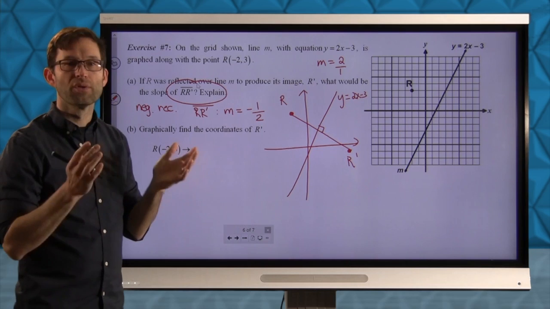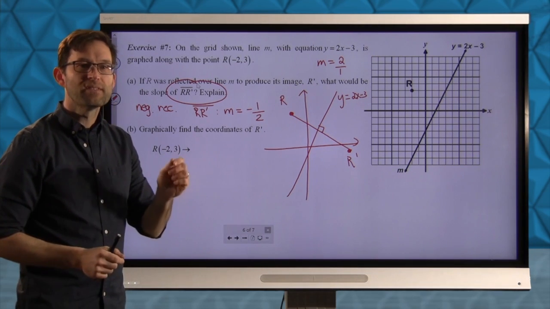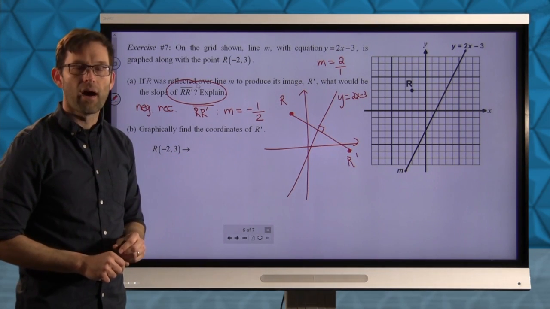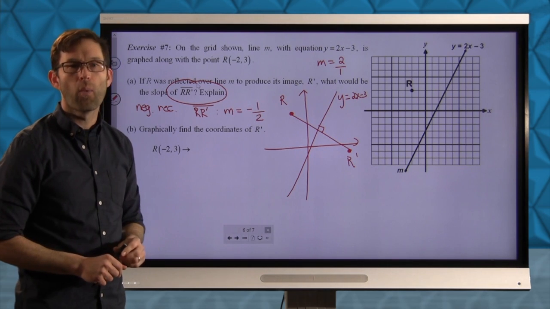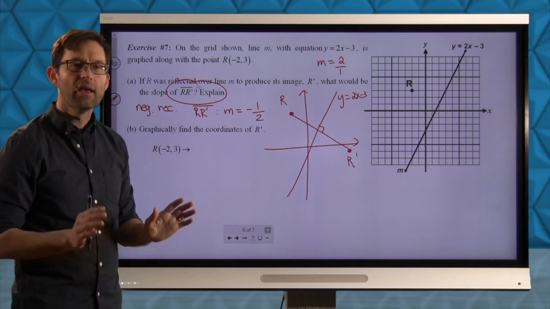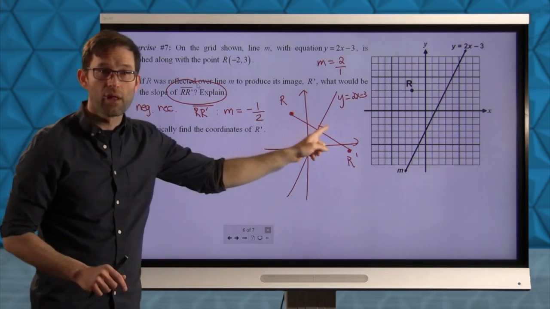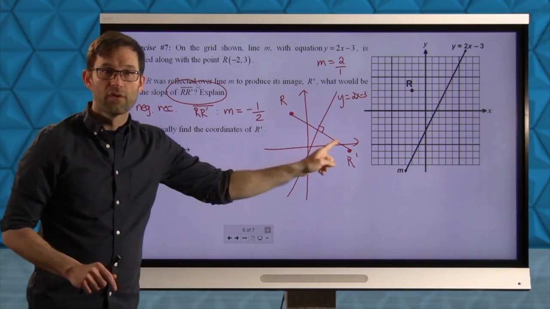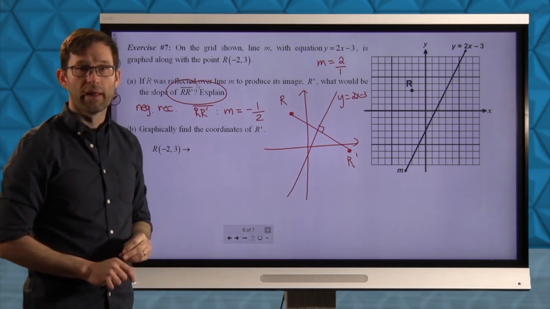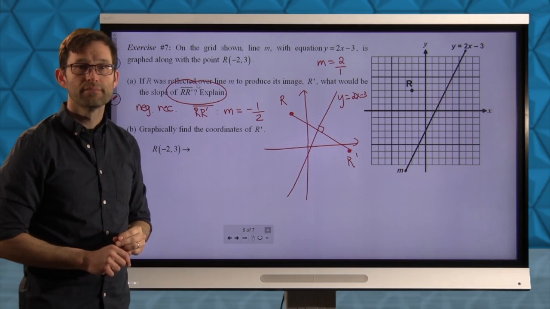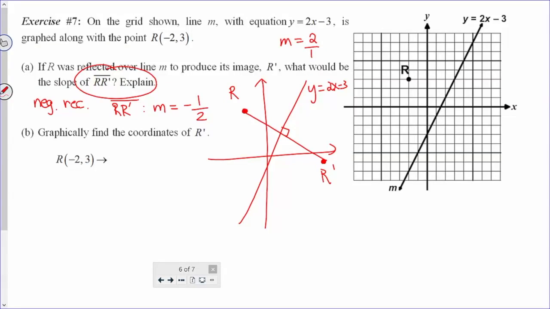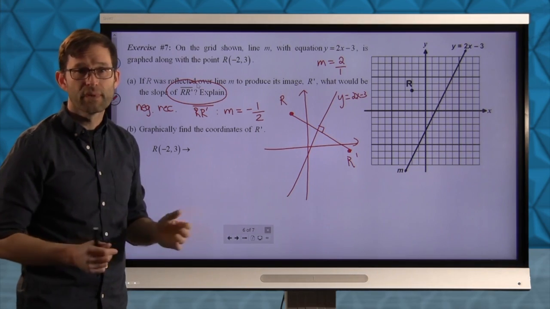Negative reciprocal slopes. But that gives me the key on how I can actually figure out where R prime lands. See if you can use the fact that the slope of this line segment should be negative 1/2 to figure out where R prime lands. Take a few minutes. All right, let's talk about it.